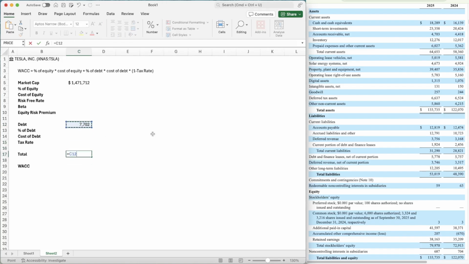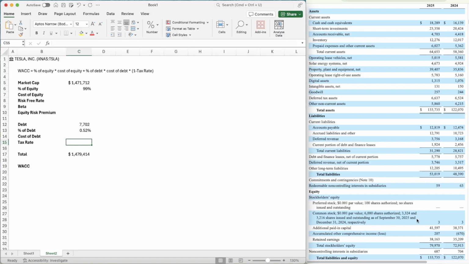To work out the total, we go market cap plus your debt, which is slightly more. This way we can get the percentage of equity. So we go market cap divided by total. So Tesla is a 99% equity company. The debt is very small. So yeah, less than 1%. We can even add a couple of decimals, 0.52%.